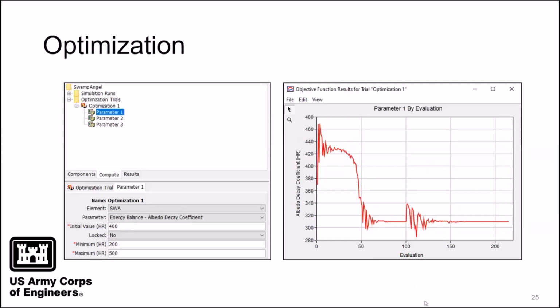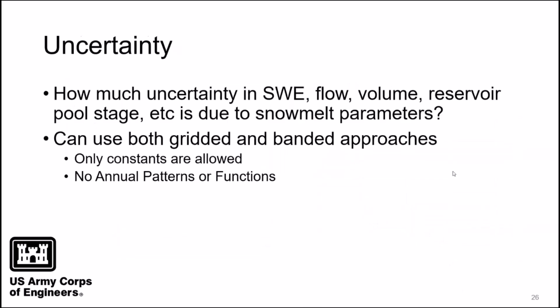Here I'm showing the results of an optimization trial. We selected 3 energy budget parameters, and we have an initial value for the albedo decay coefficient of 400 hours. As you can see, the trial converged in a couple hundred evaluations at a value around 310. But this trial would take many more evaluations if you had a much larger range of values, or if your initial value was nowhere near your final optimized value. So keep in mind when you use this that it is not automated calibration.